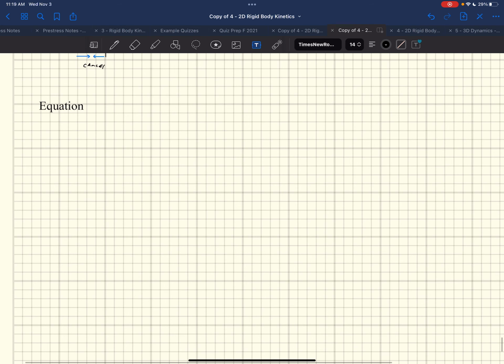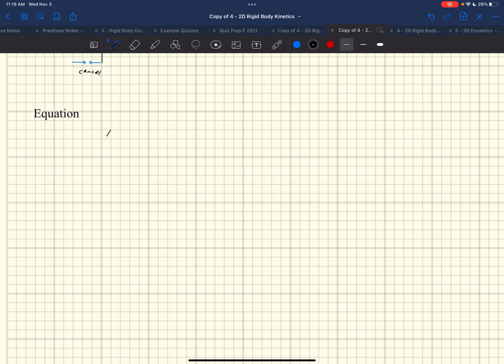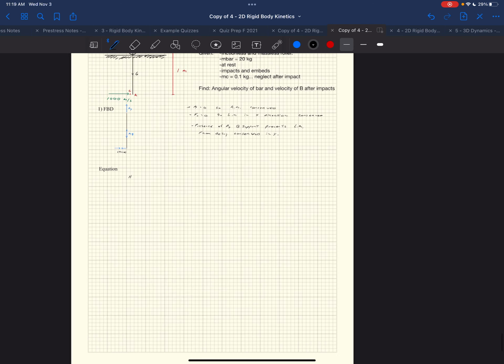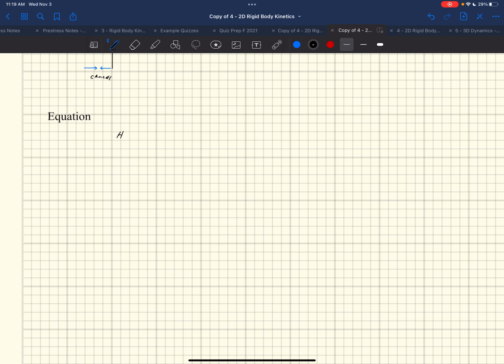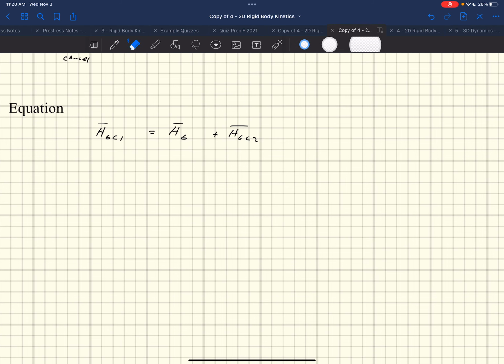Okay, so the equation: we're looking at the angular momentum before. That'll be HG, C1, I guess we'll call that, the angular momentum of the bullet around the mass center. And then the other part will just be HG2, and if you wanted, you could put in plus HGC2. Maybe we should call this a bar too. We should call it a bar.